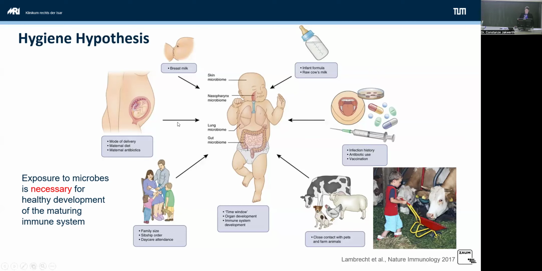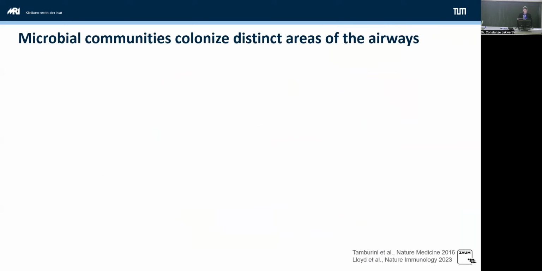In particular, we have association with the mode of delivery, with family size, siblings, daycare attendance, and also with close contacts with pets or farm animals, in particular, classical farming. If the mother already is performing classical farming, this actually prevents the development of allergies and asthma. A lack of this exposure, however, increases the susceptibility to viral infections and allergies.